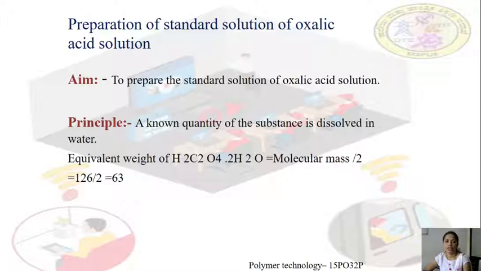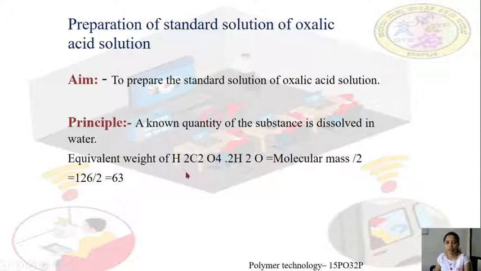Principle: a known quantity of the substance is dissolved in water. Equivalent weight of the oxalic acid. The formula of hydrated oxalic acid is H2C2O4.2H2O. Equivalent weight is equal to molecular mass divided by 2. The molecular mass of the oxalic acid is 126. If it is divided by 2, we will get 63. Now 63 is the equivalent weight of the oxalic acid.